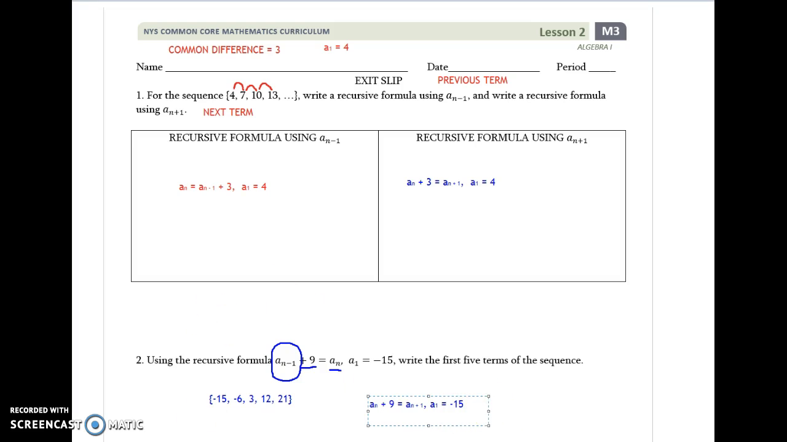So there you have it. Those are the 2 answers to the exit slip from lesson 2.